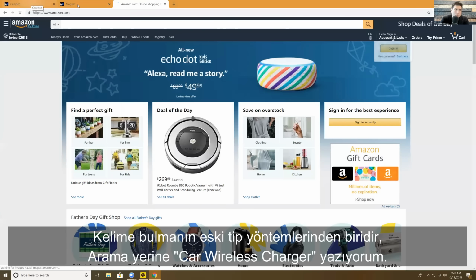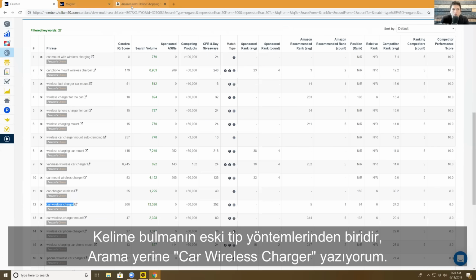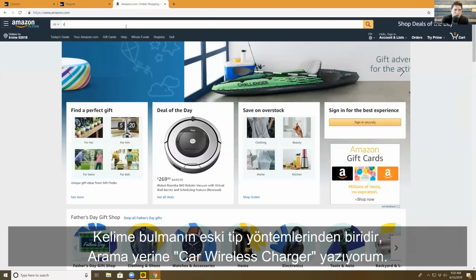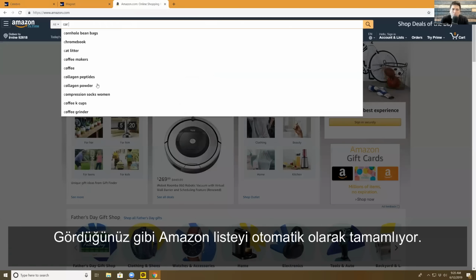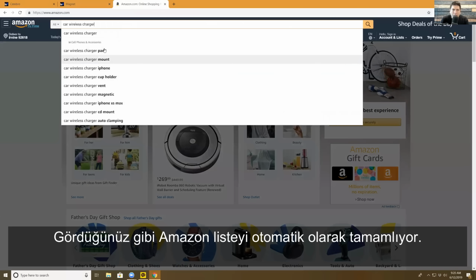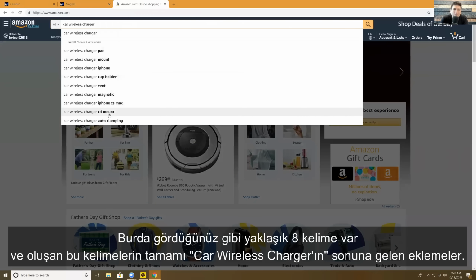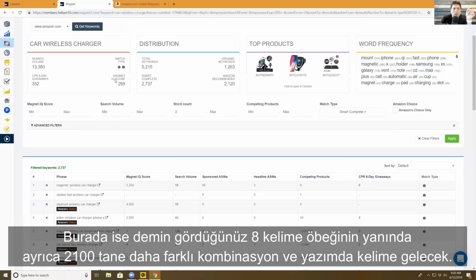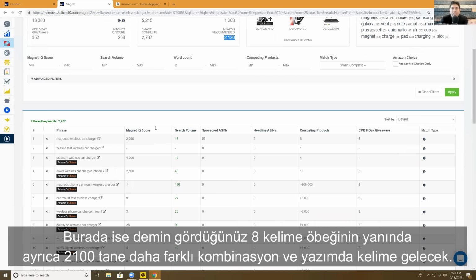So a lot of the old school way of looking for keywords is I type in car wireless charger, and then here is autocomplete, right? It auto-completes Amazon, but it only gives you like eight things here. And then only has it all in order. Car wireless charger, car wireless charger, car wireless charger. Here, those 8 will come up, but also 2,100 more that have it in different order.